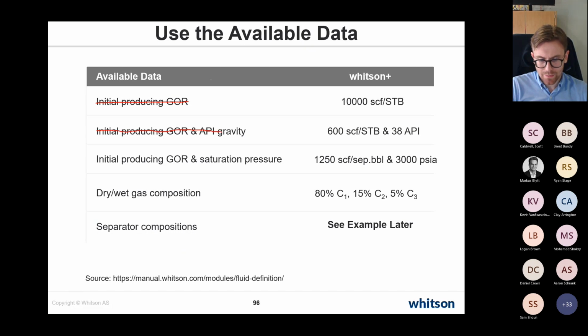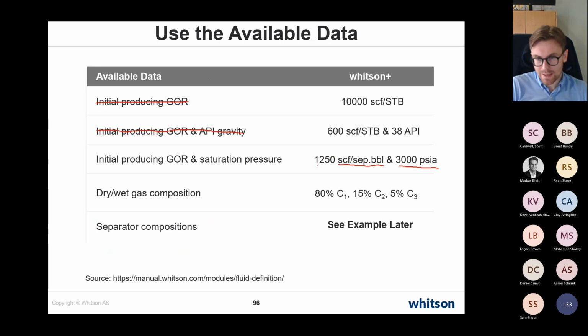So that's the second one. The third method is if we have an estimate of our initial producing GOR, and we also have an estimate of our saturation pressure. So now we're increasing the difficulty level a little bit. Another thing you should see here is that now what we have available is separator rates. So we have 1,250 scf per separator barrel. And we have a saturation pressure that we've estimated just from the field data when GOR starts to increase. We think that that's 3,000 psia.